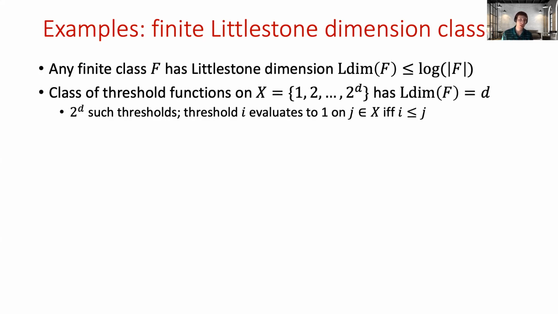As an example of a class for which this is tight, we can consider the threshold functions on a domain of size 2 to the d. To be clear, there are 2 to the d such threshold functions. One corresponds to each integer from 1 to 2 to the d. And threshold of i evaluates to 1 on a point j if and only if i is at most j. Otherwise, the threshold evaluates to -1. And so clearly the Littlestone dimension of this class, by the first bullet point, is at most d.